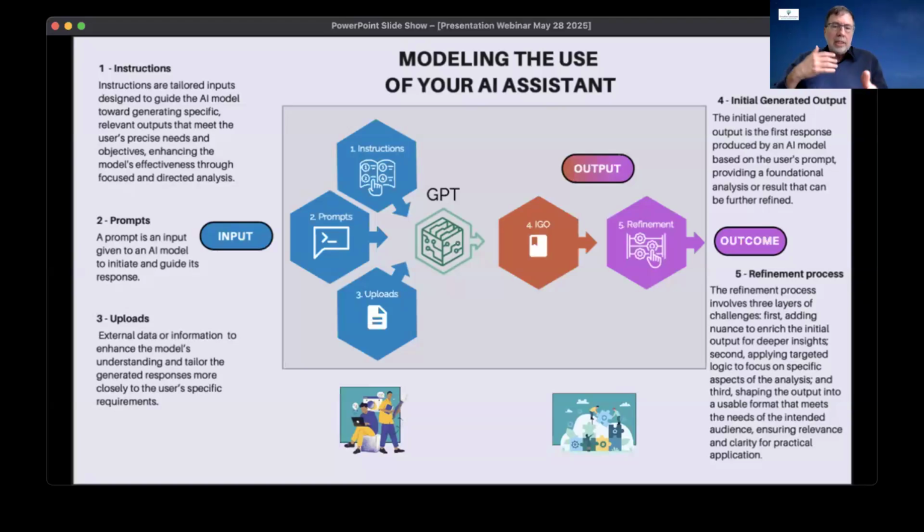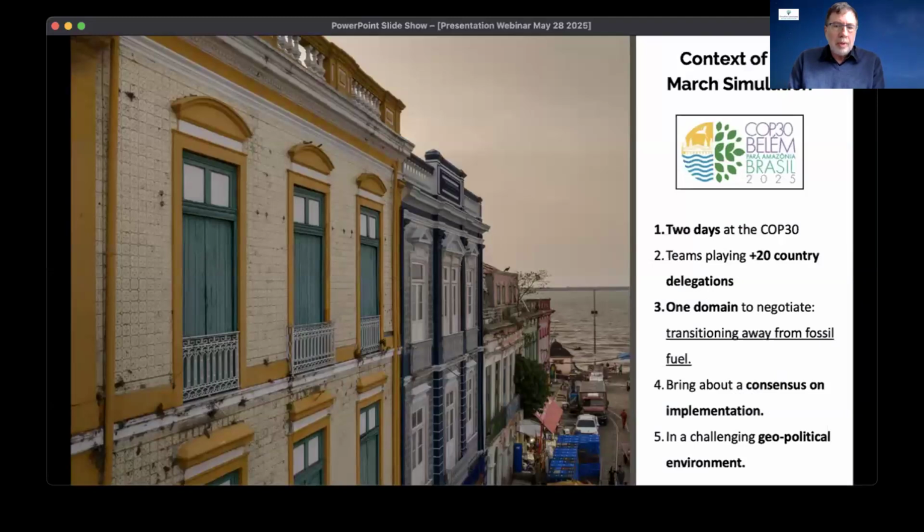It's only through engagement and experience and expanding the capacity of the model through your dialogue that you will get a more nuanced and effective answer. So what we're going to do here, we're going to do a short demo.